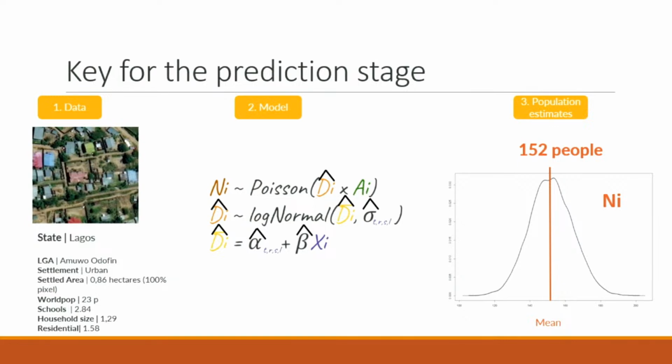So if you don't have, from the satellite image, it doesn't detect a building, then there's no people that are going to be put in it.